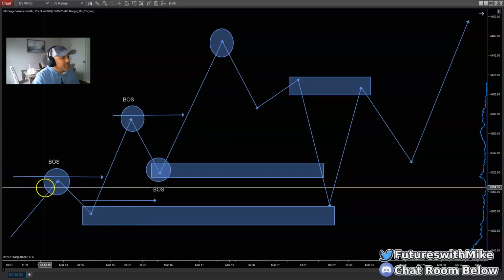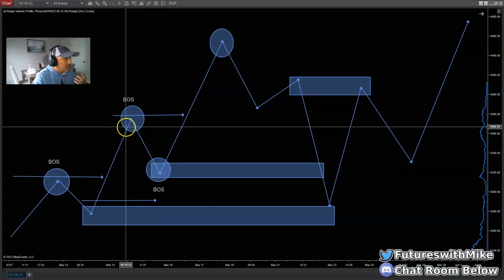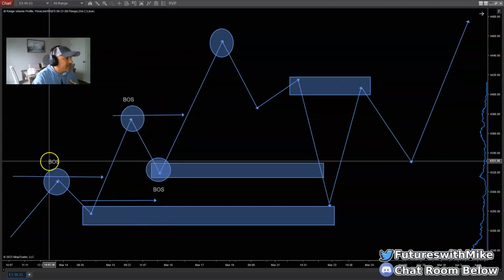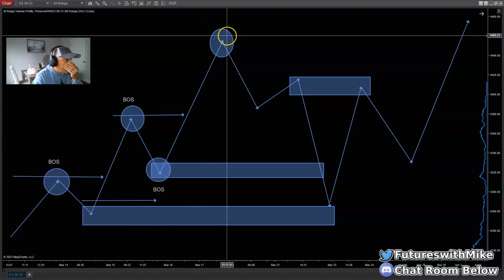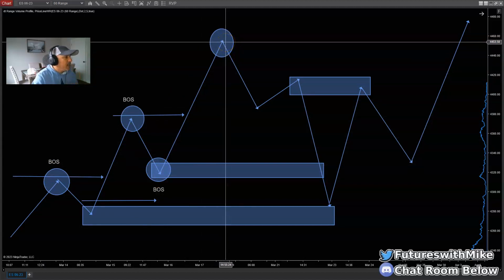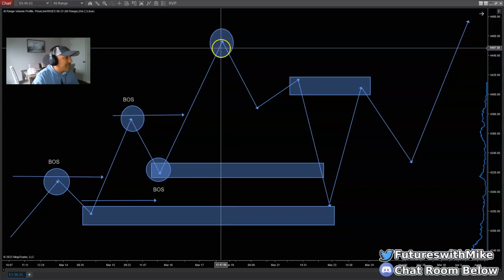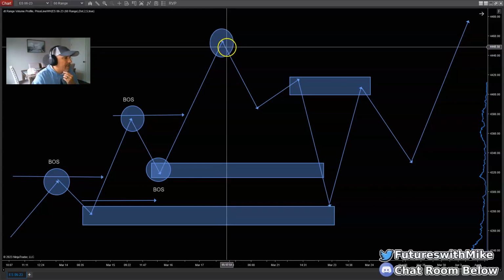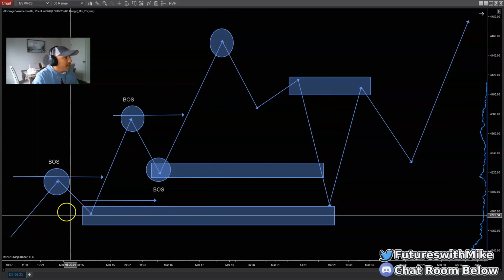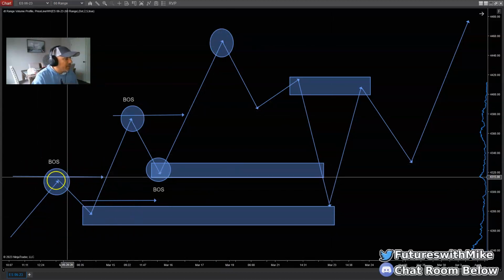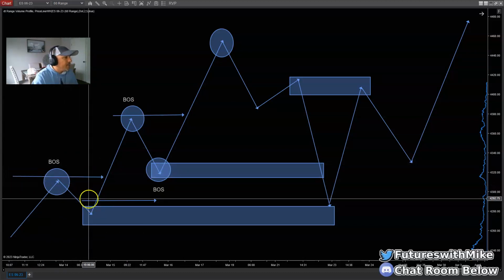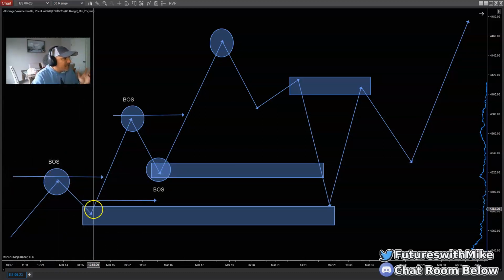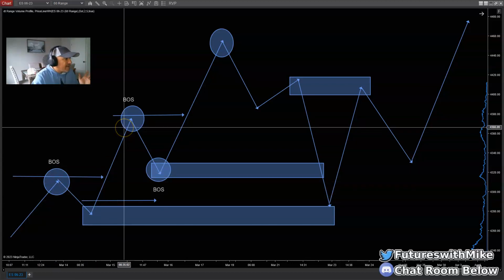Another break of structure. So every one of these little ellipses, or circles, whatever the case is, these blue circles, those are areas where we have a break of structure. Now I put one right here just to notate that this is the actual high before price started moving lower. But these are the break of structure areas, with the circles and the arrows moving through the circles, okay?